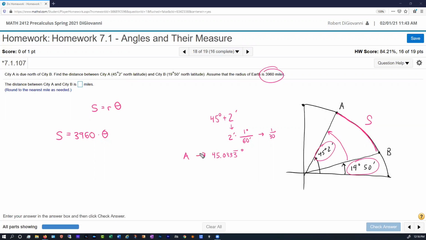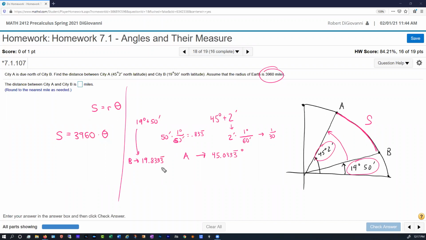Now I need to find city B. It's 19 degrees plus 50 minutes. Again, I take the 50 minutes and multiply by 1 degree over 60 minutes. So I do 50 divided by 60, and that gives me 0.833333. So city B is at 19.8333 repeated.